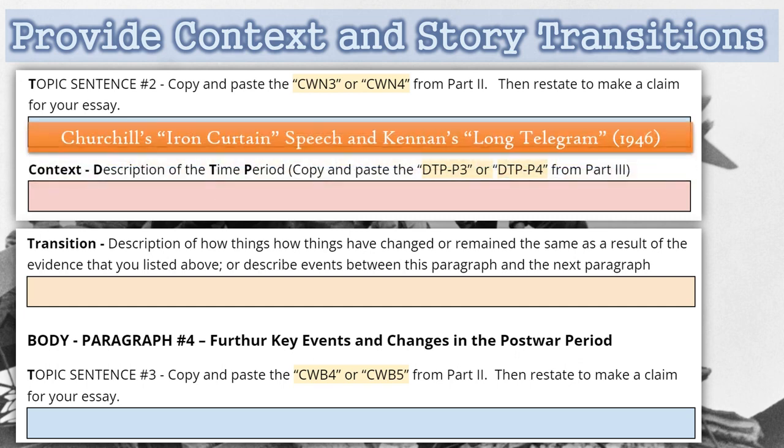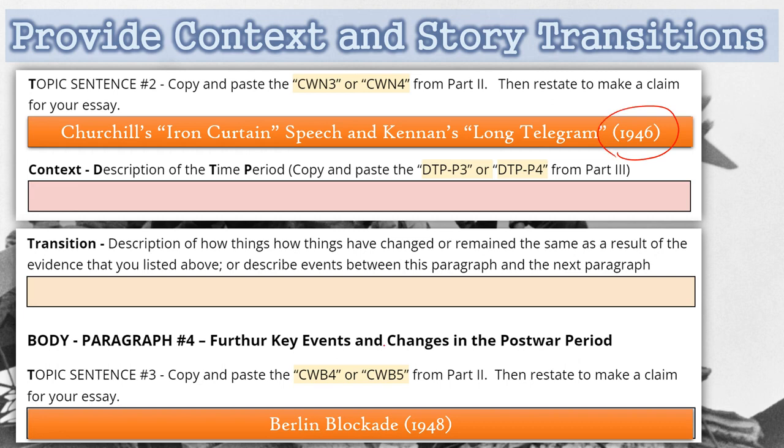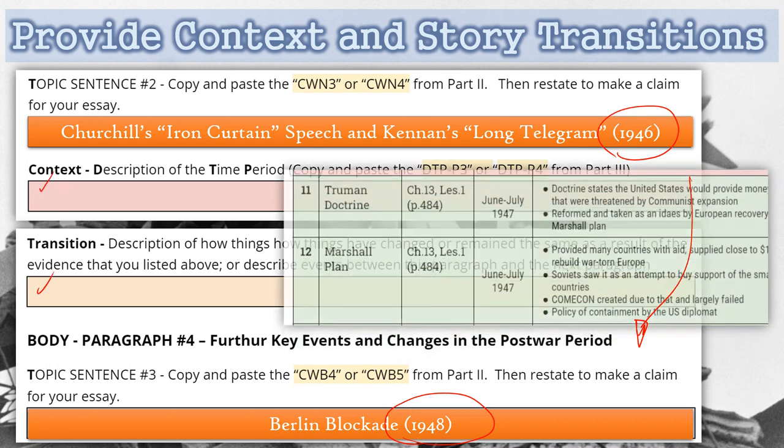So if you are, for example, discussing Churchill's Iron Curtain speech and Kennan's Long Telegram in 1946, and the next topic you're discussing is the Berlin blockade, take a look at the timeline that you've created. What happened between 1946 and 1948? You want to talk about events where one leads to another, right? This is a historical narrative. It's a story. And so in the context of the description of this time period and the transition, you want to be able to describe this.